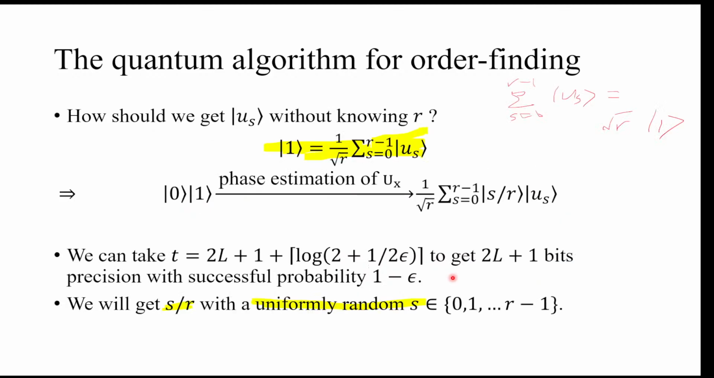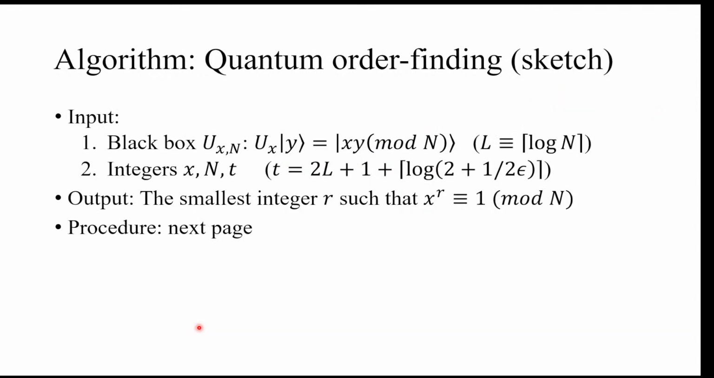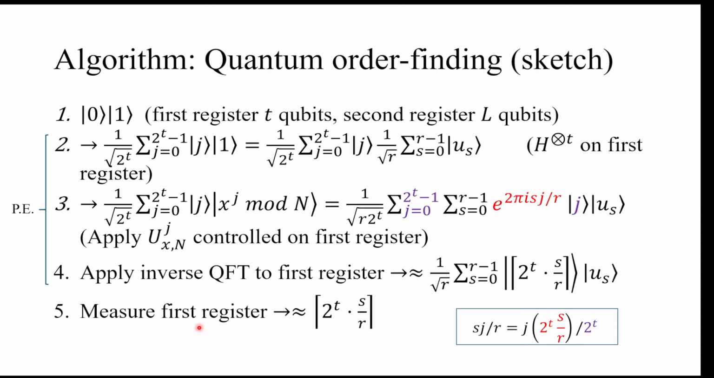But we don't have this eigenvector, so we give the superposition of those eigenvectors instead. The state 1 is actually the equal superposition of all the eigenvectors, and so if you do phase estimation, we'll get a random s over r. That's the idea. You get a random s over r, and you get a whole bunch of those, and you can get r. That's the idea of the algorithm.